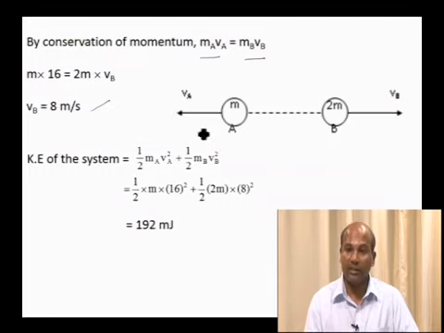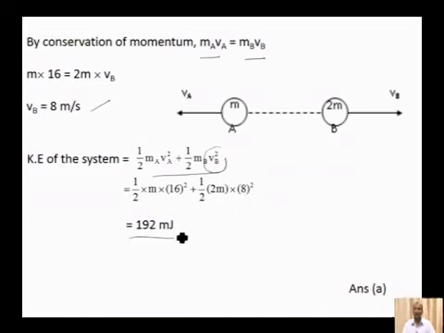So for the system, you have the sum of these two kinetic energies, half into m into 16 squared plus the other. You substitute this value of Vb, and you will see that it is 192 joules. So the correct option is A.